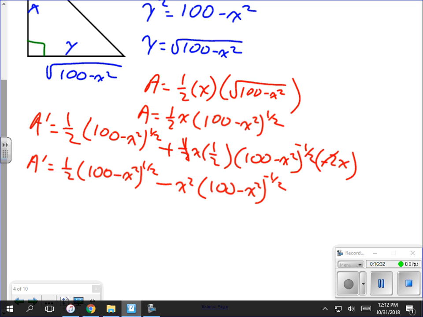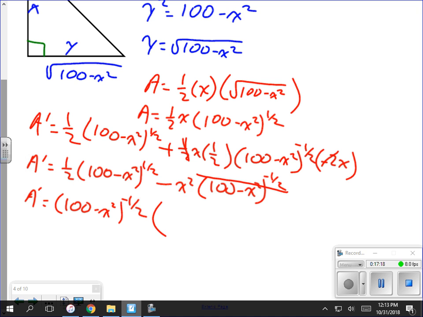Factor. What's my common factor? (100 minus x squared) to what power? Smallest power that's in both. -1/2 is the smallest power. You always pull out the smallest power, right? When you have x to the 4th times x cubed times x squared, what do you pull out? You don't pull out x to the 4th, you pull out the x squared, the smallest power. When you do a common factor that's raised to powers, pull out the smallest one, -1/2.